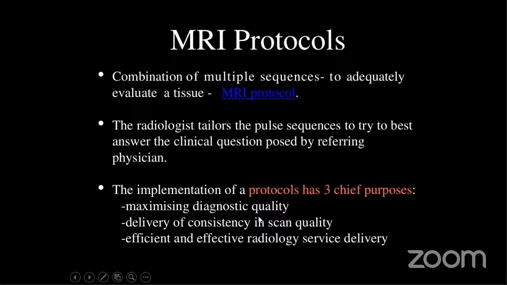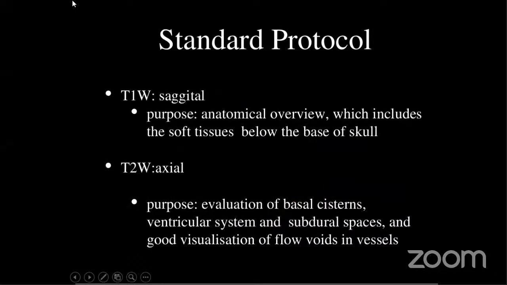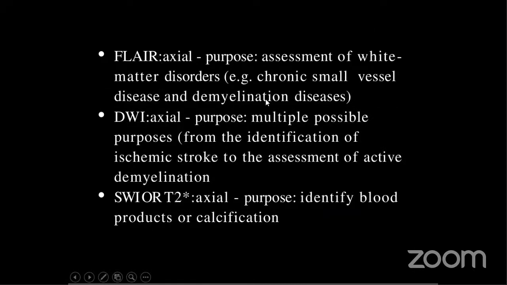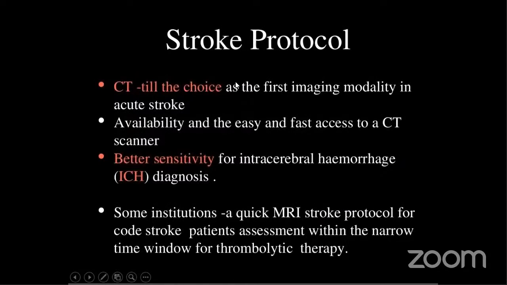Your protocols should maximize diagnostic quality, deliver consistency in scan quality, and provide efficient and effective radiology service delivery. In the standard protocol you have T1 sagittal, T1 as I said for the anatomical overview, T2 axial, FLAIR axial, diffusion weighted axial images, and T2 STIR sequences. In the stroke protocol, I cannot stress enough the importance of the diffusion weighted images. It is the most important one.